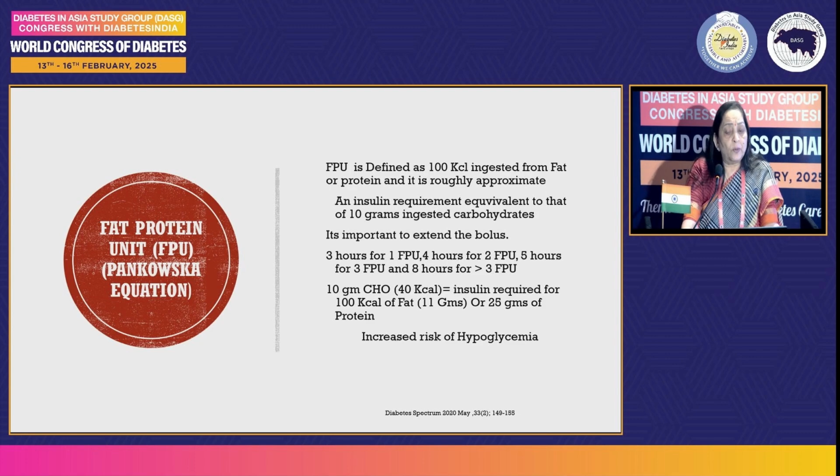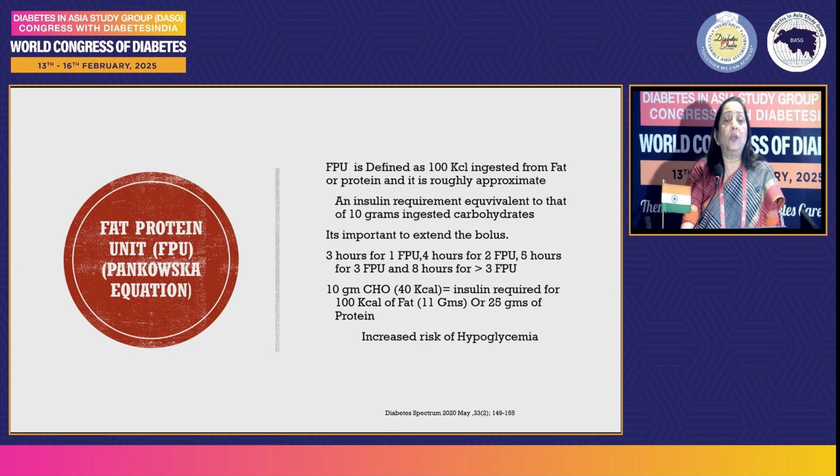A fat protein unit is defined as 100 calories ingested from fat or protein, and it's roughly approximate. It requires insulin equivalent to 10 grams of ingested carbohydrate, so it's important to extend the bolus. If your food is high in protein and fat, you have to extend the bolus: 3 hours for one fat protein unit, 4 hours for two, 5 hours for three, and 8 hours for more than three fat protein units.